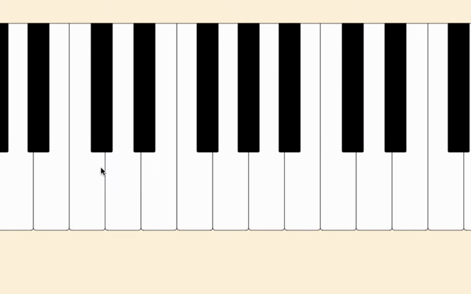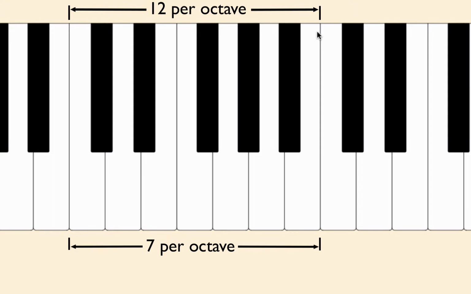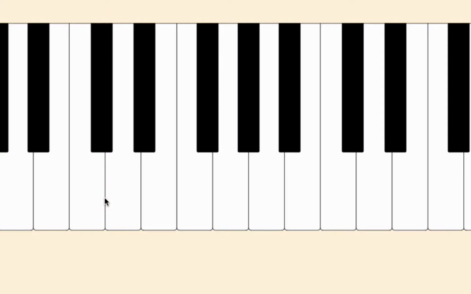You've certainly noticed that white keys are wider at the front than they are at the back. This is, of course, because the octave is divided into 7 in the front, while it's divided into 12 at the back. You may have also noticed that black keys don't bisect the 2 adjacent white keys.